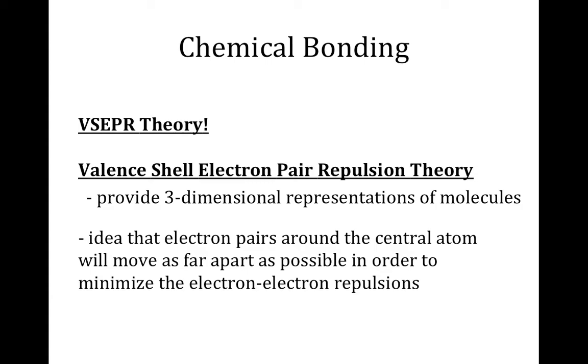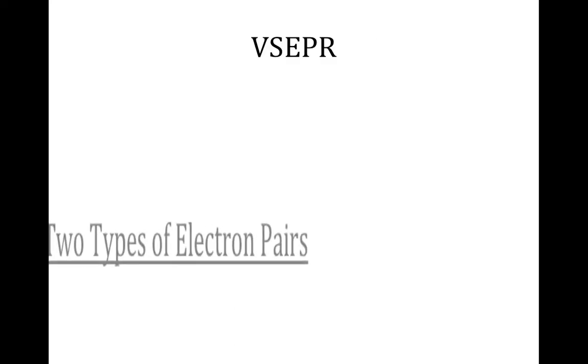What this means is electron pairs can get farther away from each other around the central atom. And if they can get farther away, they minimize repulsion. And if they minimize electron-electron pair repulsions, we end up with a more stable molecule and therefore more accurate.